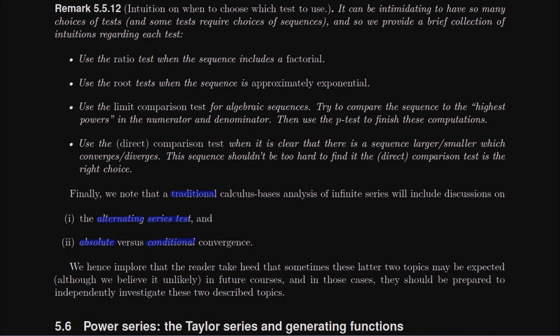Anyway, that's all I've got. Next section is going to be my favorite one of the entire semester. We're looking at the Taylor series, generating functions, and power series, but primarily the Taylor series is what I think is one of the crowning achievements of a Calculus 2 course.